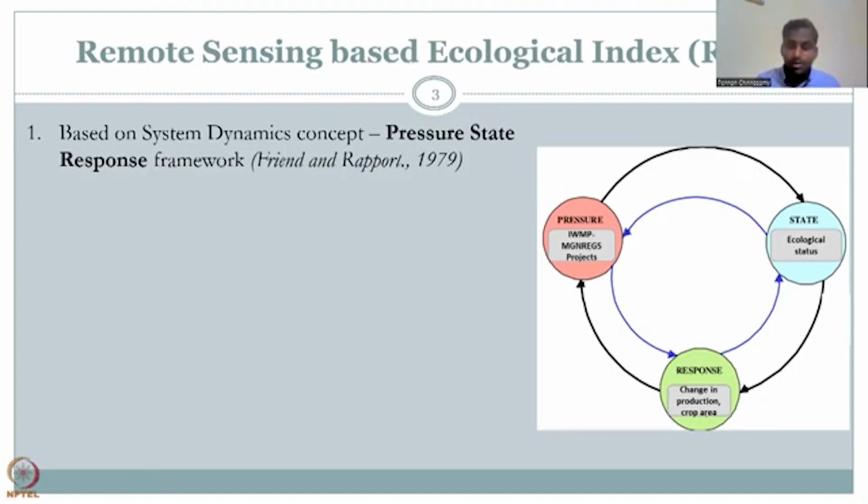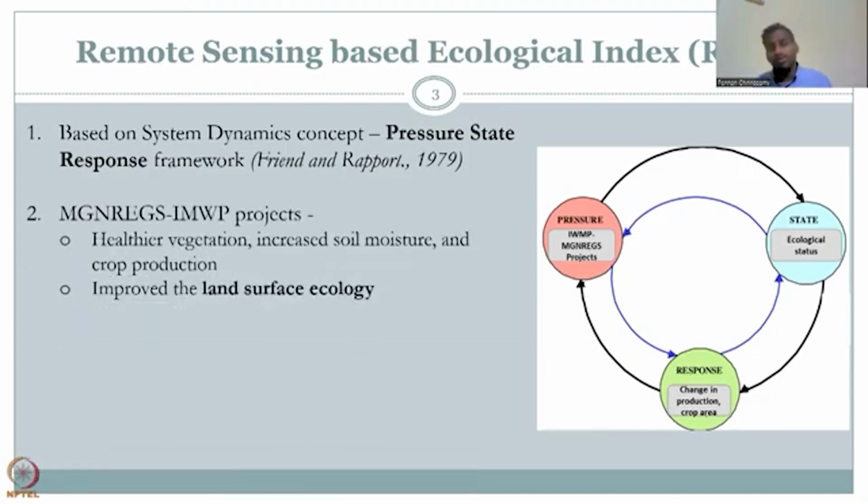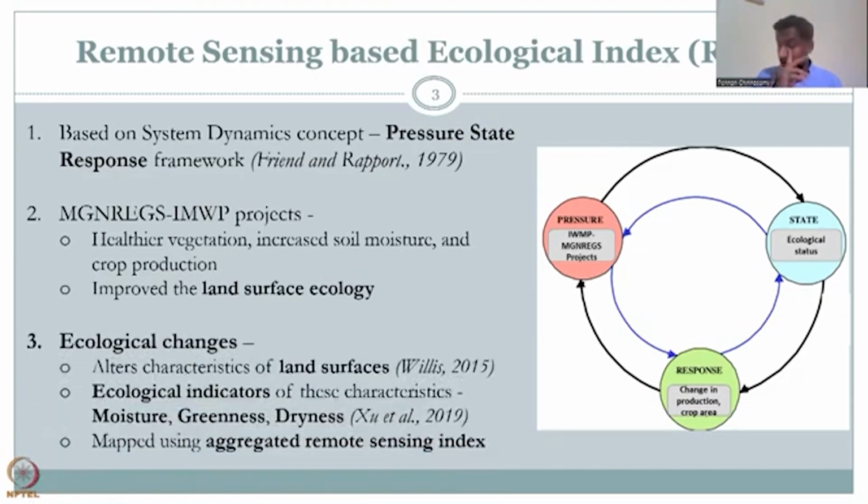A pressure can be positive and negative also, and we wanted to see how that keeps the cycle going on and on. So this framework was used for MGNREGA IWMP projects to showcase better, healthier vegetation, increased soil moisture and crop production through the better use of MGNREGA. If this is correct, then all the states can adopt MGNREGA for better management practices rather than just paying them and not following up on their time. This can create ownership for the program and also make them work for the nature. So this creates an improved land surface ecology.